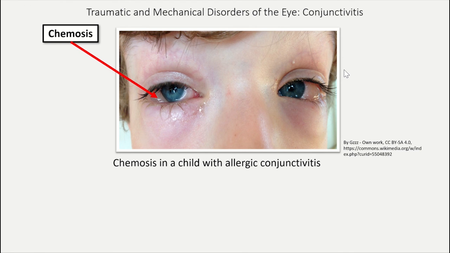Okay, here's chemosis. It's really what it is, edema of the conjunctiva, and it looks kind of scary, doesn't it? It looks almost like a ruptured globe, but it ain't. It's chemosis.